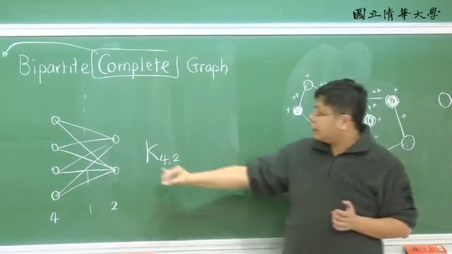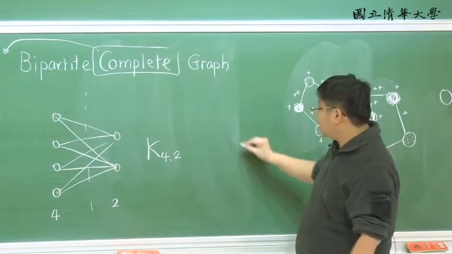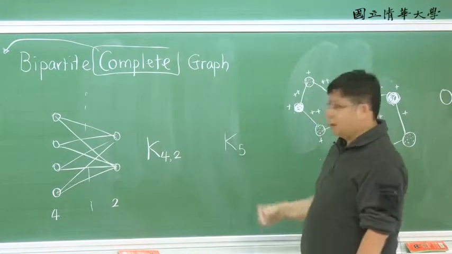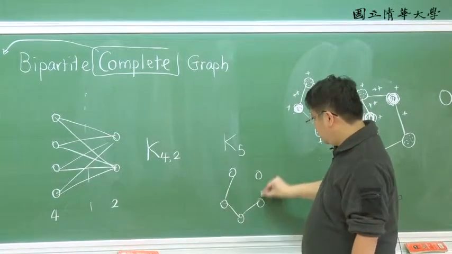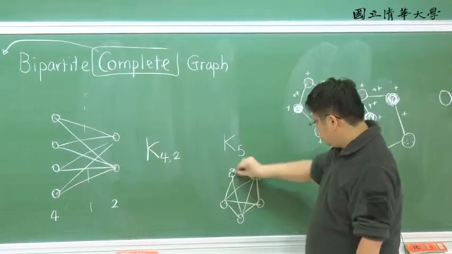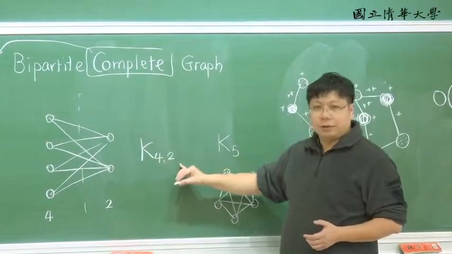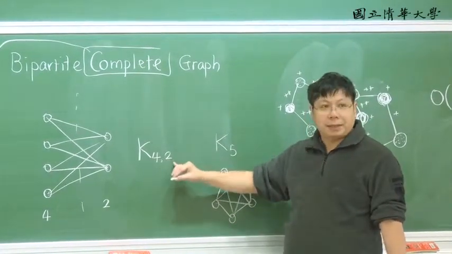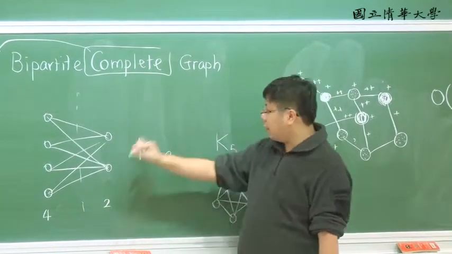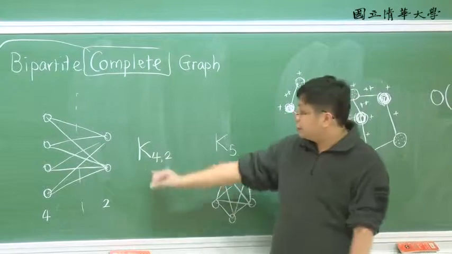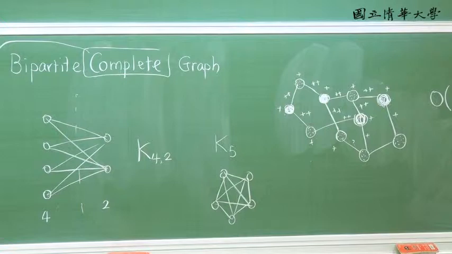Is that okay? K stands for complete. I hope you still remember what a K5 is. This is a complete graph with 5 vertices. So this is like this. So this is a K4. Sorry, this is a K4,2. K4,2 has 2 parameters. So you have 4 vertices on one part, 2 vertices on the other part, and then you have connections between every pair of vertices here and there. Is that okay? Good.